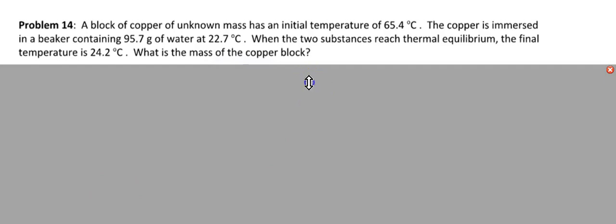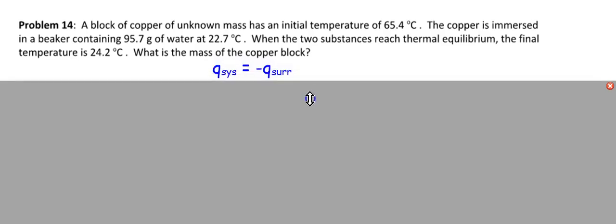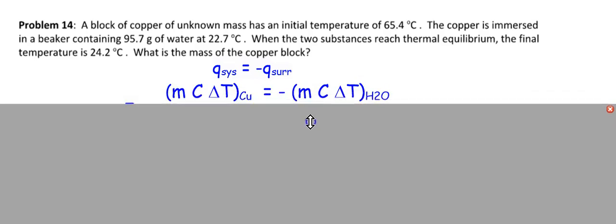All right, this is what I did. I always write down my equation. Please get in the habit of doing that too. And then I substitute. So what am I talking about? I'm dealing with my copper. I'm dealing with my water. Don't forget your negative sign. All right, and now I'm going to start plugging in the values I know.